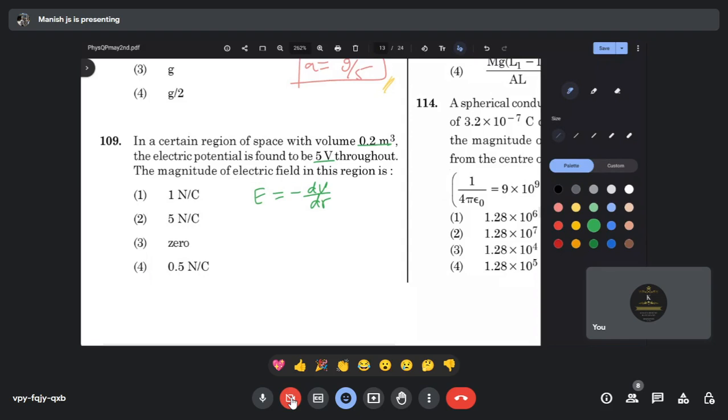No, sir. They're saying the potential is 5 volt throughout, so it is like an equipotential surface. That means there is no change in potential. When there is no change in potential, could you have an electric field? No, sir, zero. So the electric field is going to be zero. You should be careful for such questions, because when they say the electric potential is constant, or just 5 volt throughout, that is the meaning, and hence the magnitude of electric field would be zero. Is that clear?